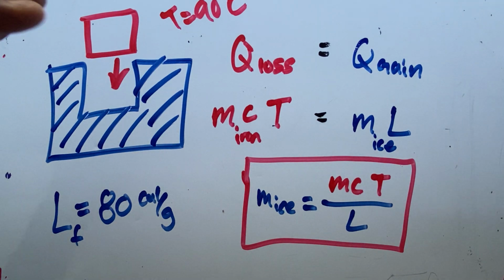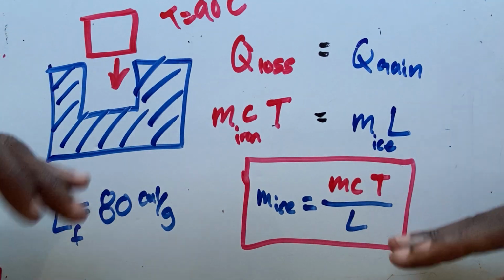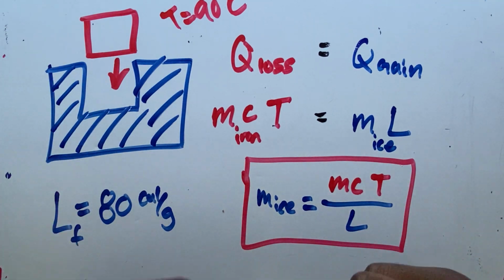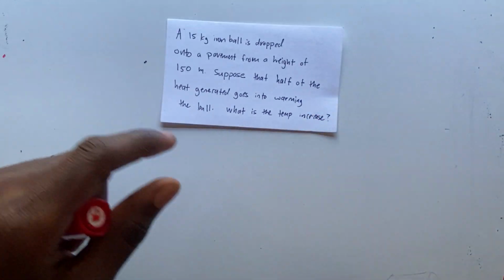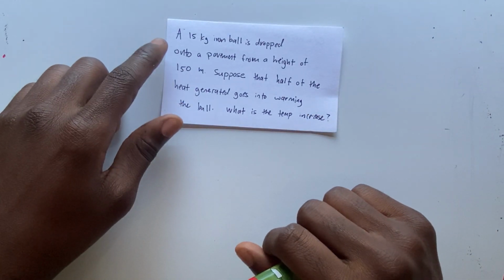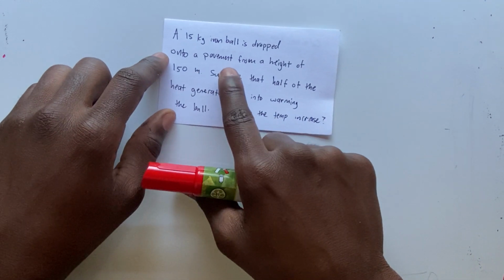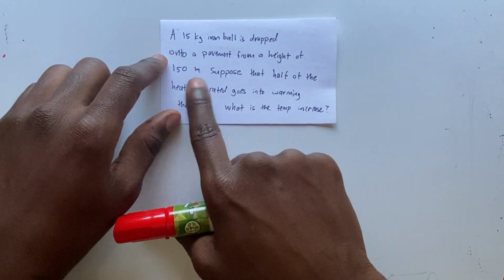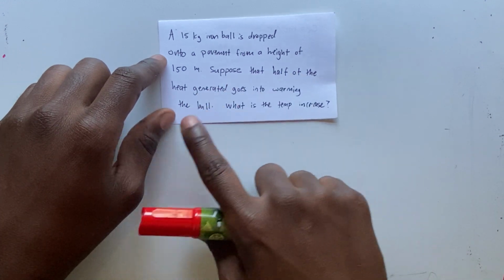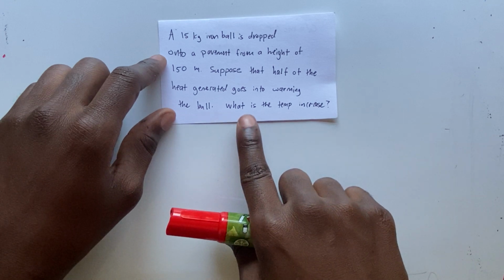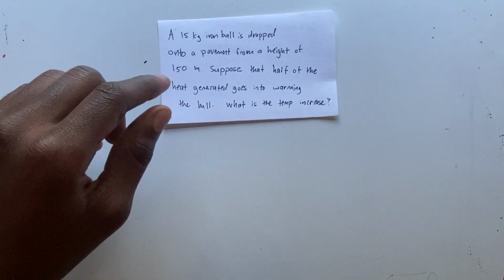All right, so I hope now when you get to that in your Mastering Physics that this problem makes a little bit more sense. And then there's one more I want to go over. And then that's going to be it for this video. So the next Mastering Physics problem is: a 15 kilogram iron ball is dropped onto a pavement from a height of 150 meters. Suppose that half of the heat generated goes into warming the ball. What is the temperature increase?